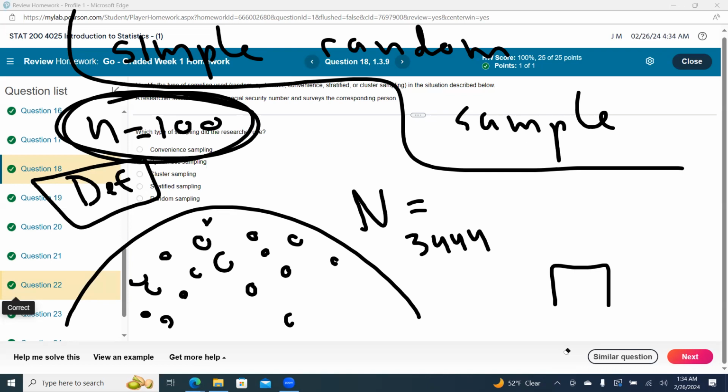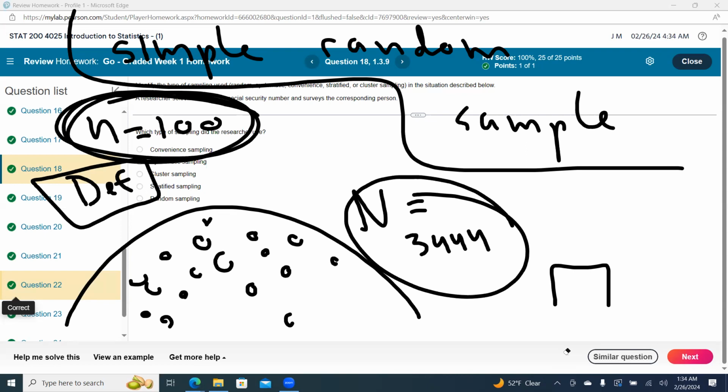So if you take a random sample of 100 out of 3,444, I'm still struggling to say the definition. It's best that I just say the definition. All possible samples of size 100 have to be equally probable. That's the actual definition of a simple random sample. You can have any sample size, 30, 100. You have all possible samples that can be taken out of the population, and if each one of those samples is equally probable, then it's considered a simple random sample.